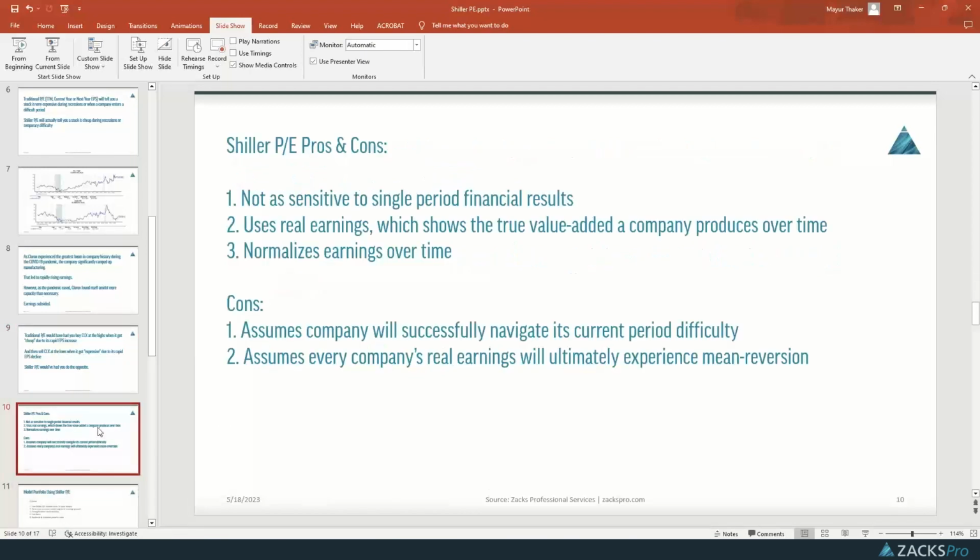So again, what are the pros and cons? The pro is that it's not sensitive to single period financial results. It uses real earnings, which I haven't talked about much, but the reason why we love real earnings as opposed to nominal earnings is because real earnings shows you the true value added that a company produces over time. Because a company could be growing earnings, but what if it's growing earnings at the rate of inflation? So that would mean that it's just inflation that's buoying the earnings growth, right?